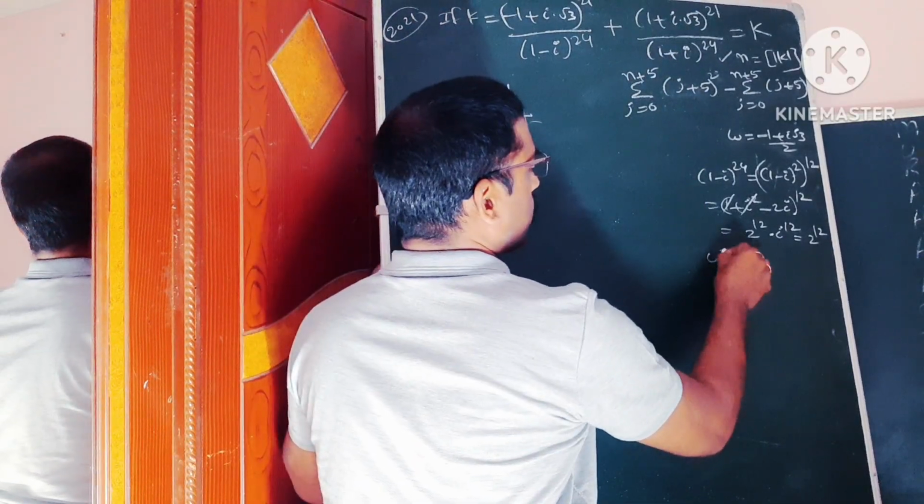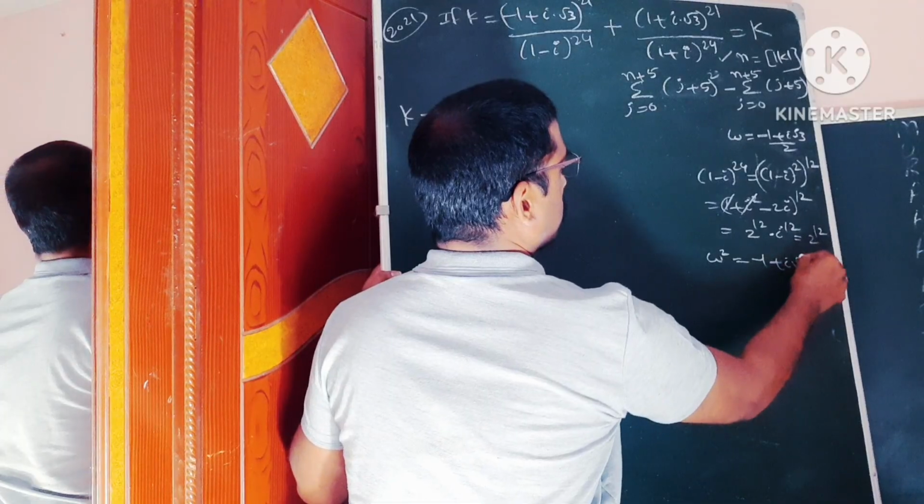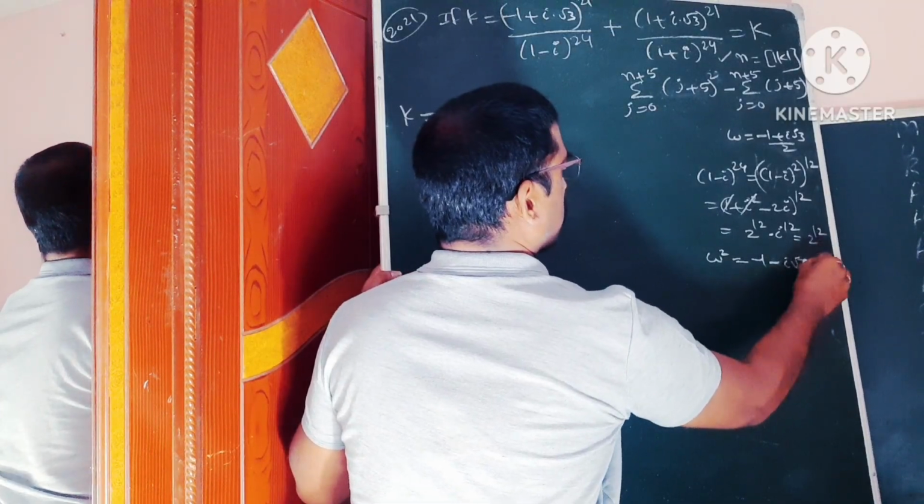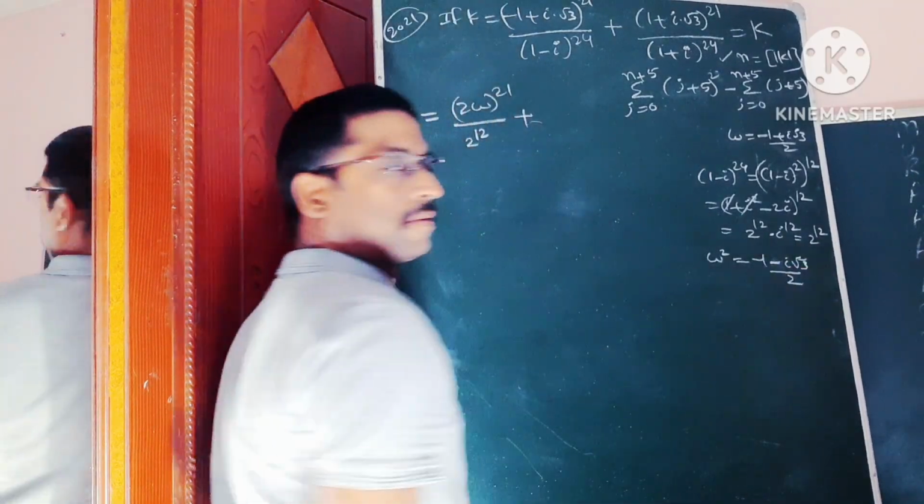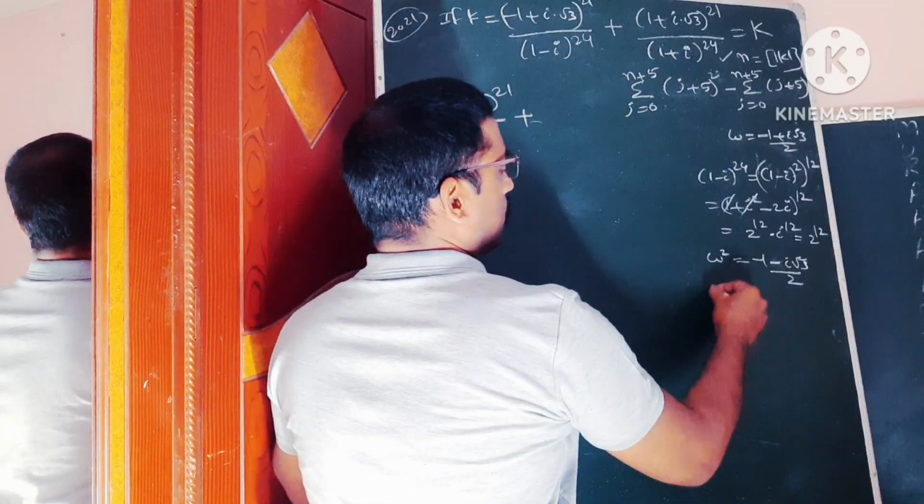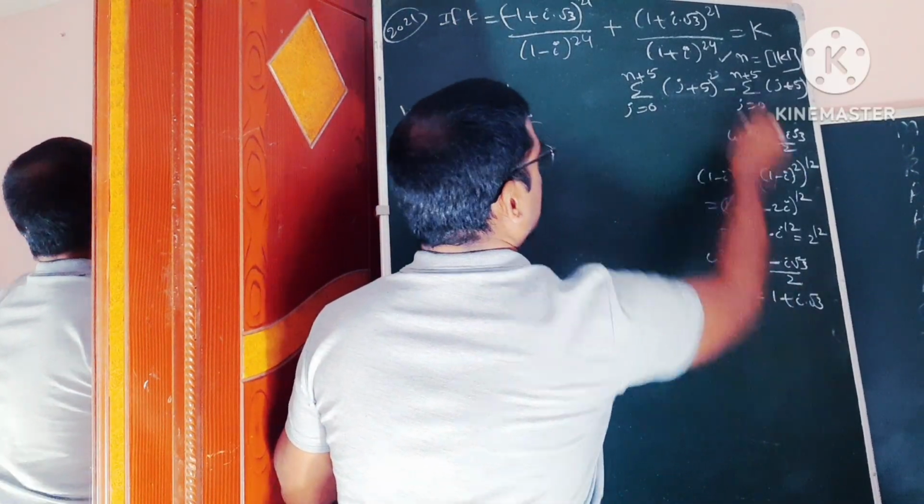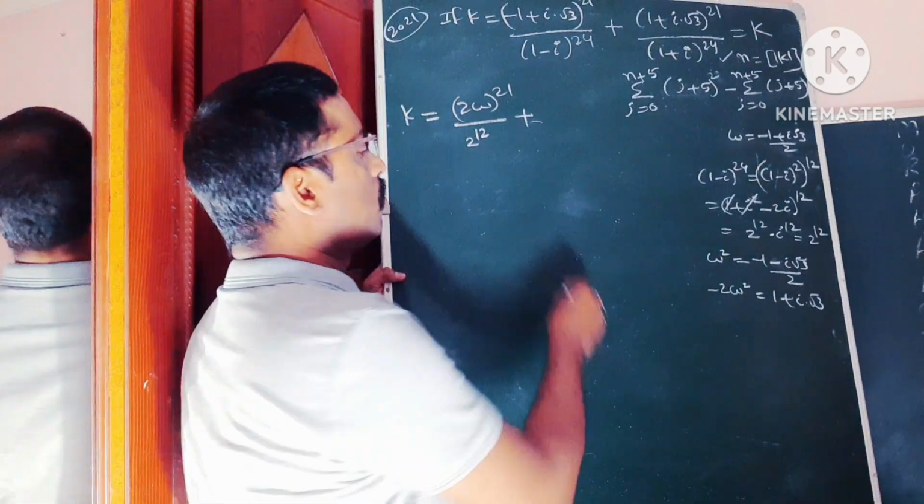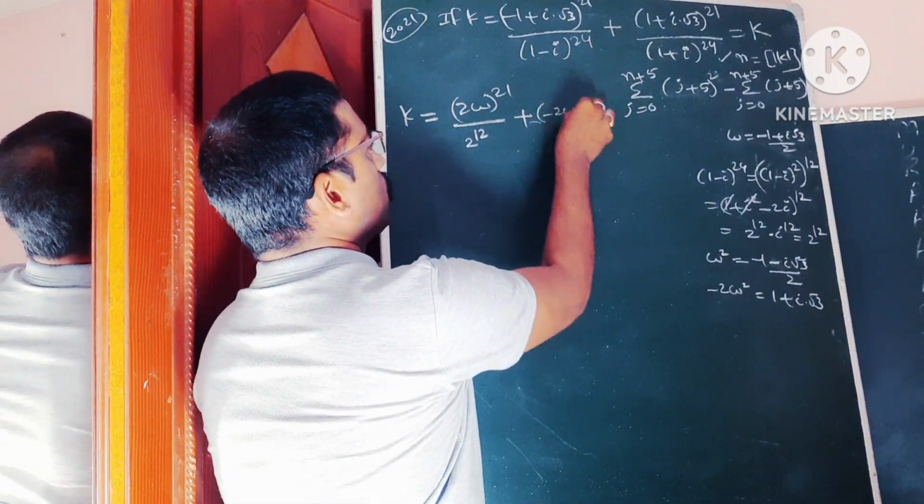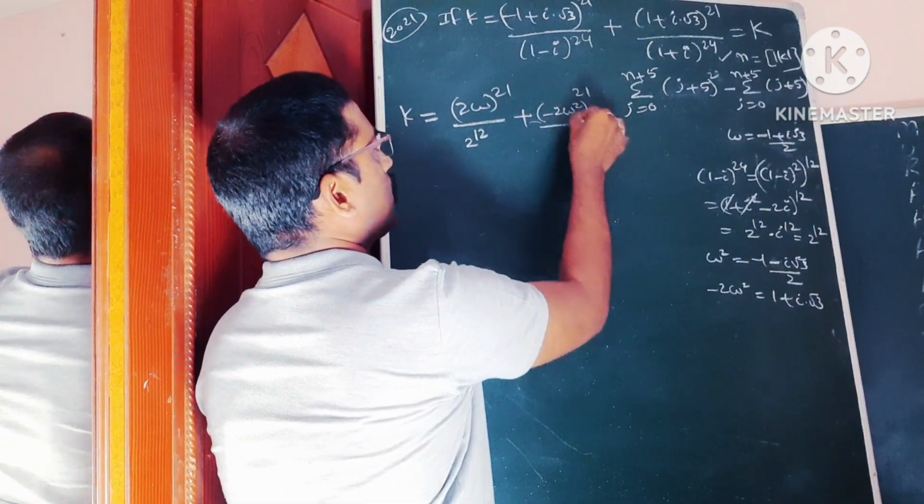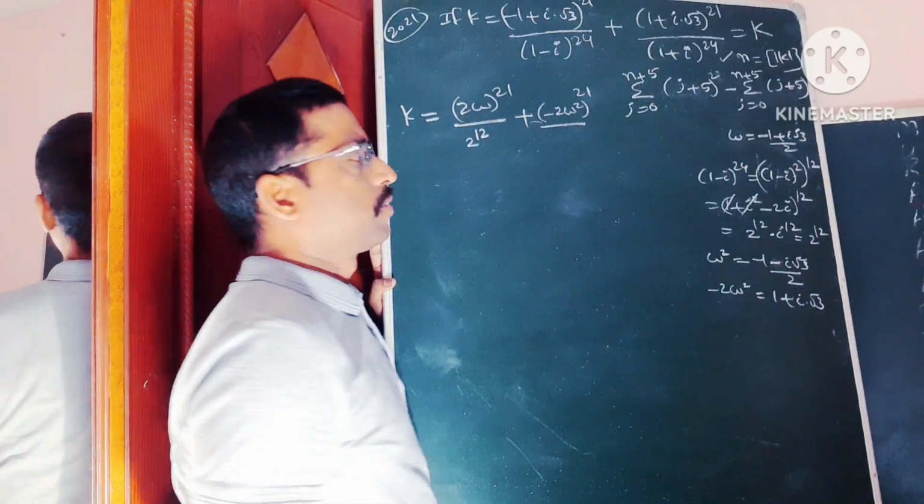Plus here, this value 1 plus i root 3. So omega square value is how much? Minus 1 minus i root 3 by 2. So minus common here. Minus 2 omega square is equal to how much here? 1 plus i root 3. So 1 plus i root 3 placed here is minus 2 omega square. Minus 2 omega square power 21 by (1 plus i) whole to the power 24.